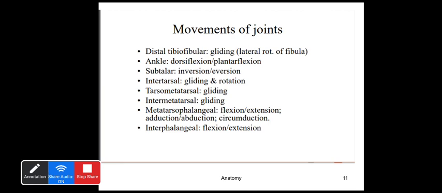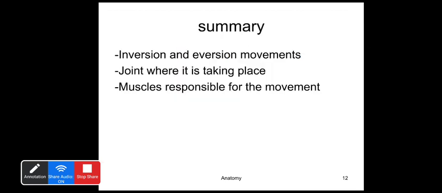So that's about the main movements in the foot, and they are very important movements. While you are walking on uneven surfaces, the foot is adjusted with the help of these inversion and eversion movements. Hope it is clear for you. The inversion and eversion take place at the subtalar joint. Always remember, it's very important, the inversion and eversion take place at the subtalar joint, not at the ankle joint.